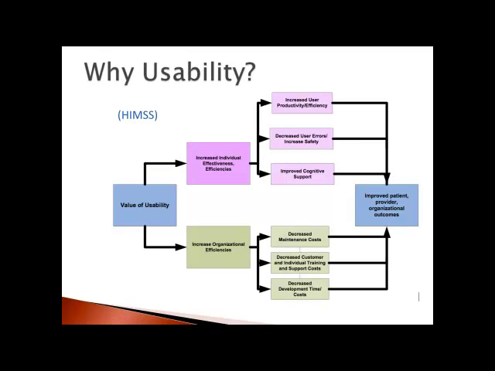There's been a lot of interest in usability in recent years, and we're going to talk about how safety-enhanced design has really pushed this initiative forward. But the HIMSS group has been thinking about usability for a while now, and these are some of the slides that they have presented talking about the value of usability. They split it off into two different kinds of value. The things that impact the individual, increasing individual effectiveness and efficiencies, as well as things that affect an organization as a whole. All of usability is supposed to come together to help improve patient, provider, and organizational outcomes.